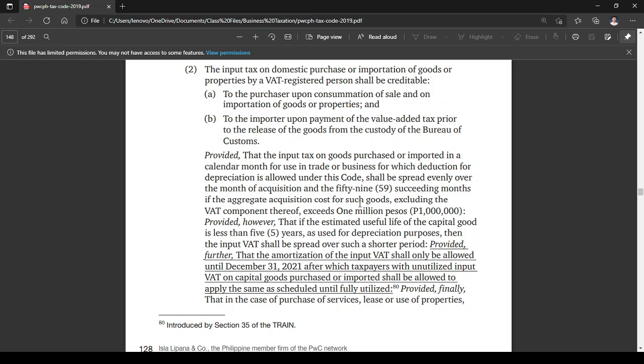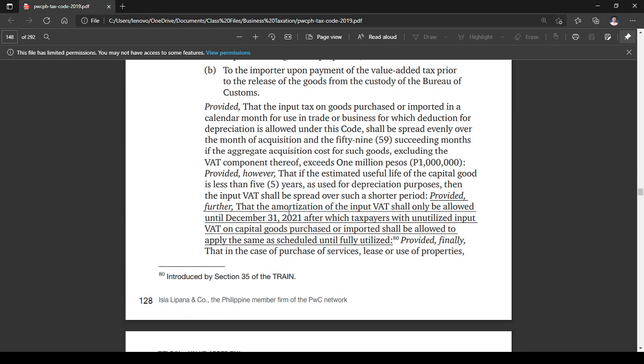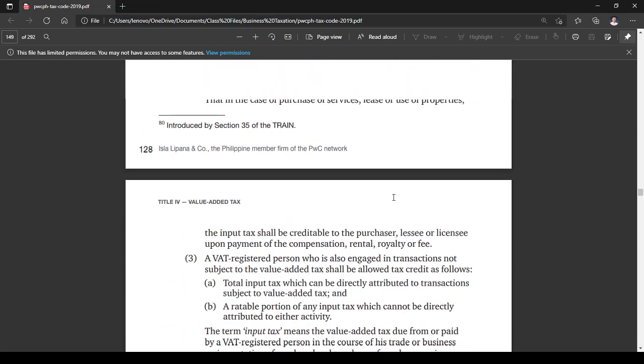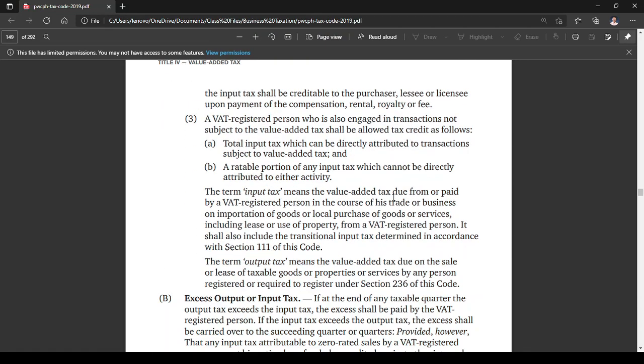nag-exceed ng 1 million yung cost of purchase natin, then 59 months naman, 60 months pala. Total of 60 months yung i-spread natin yung input tax. Okay? So sabi dito, if the estimated useful life of the capital good is less than 5 years as used for depreciation purposes. Okay, so let's just skip that. Hindi nyo kailangan malaman yung depreciation kasi yan eh.